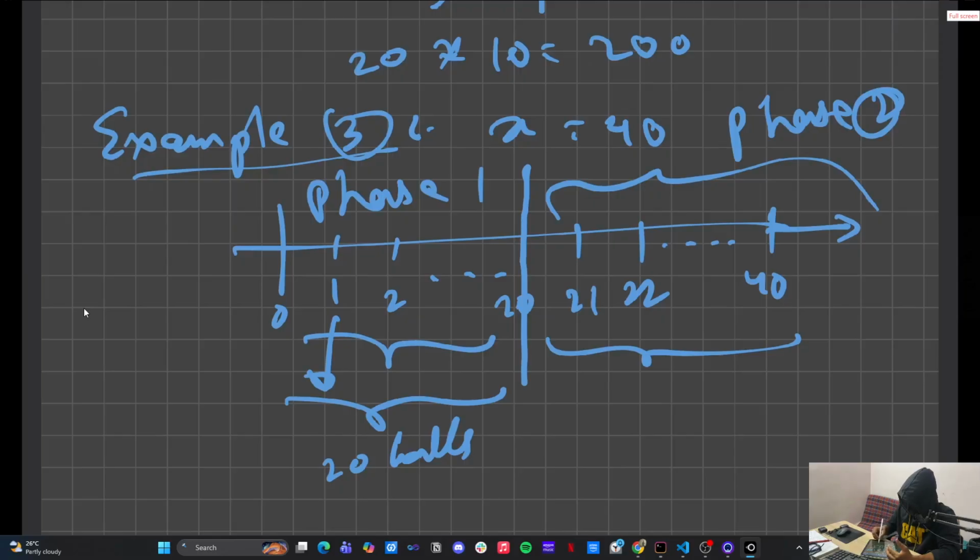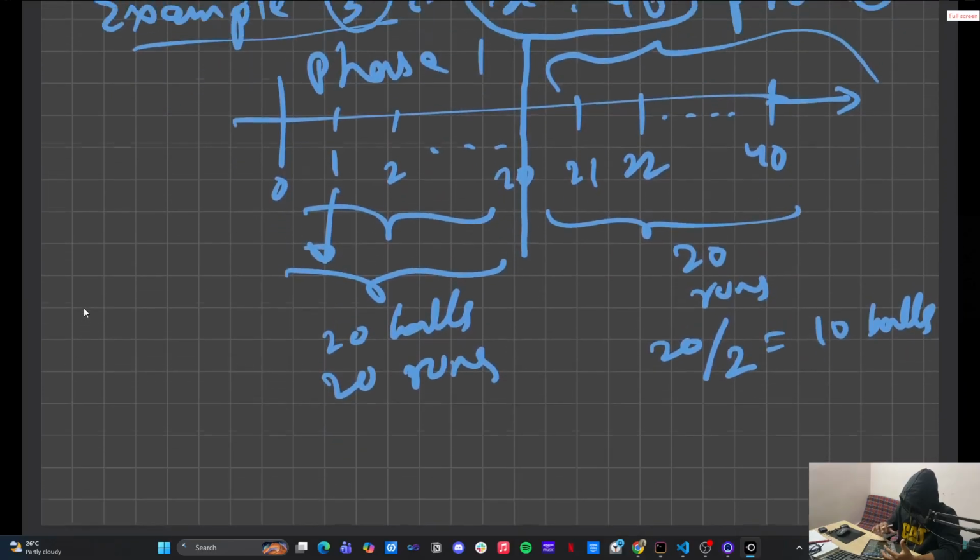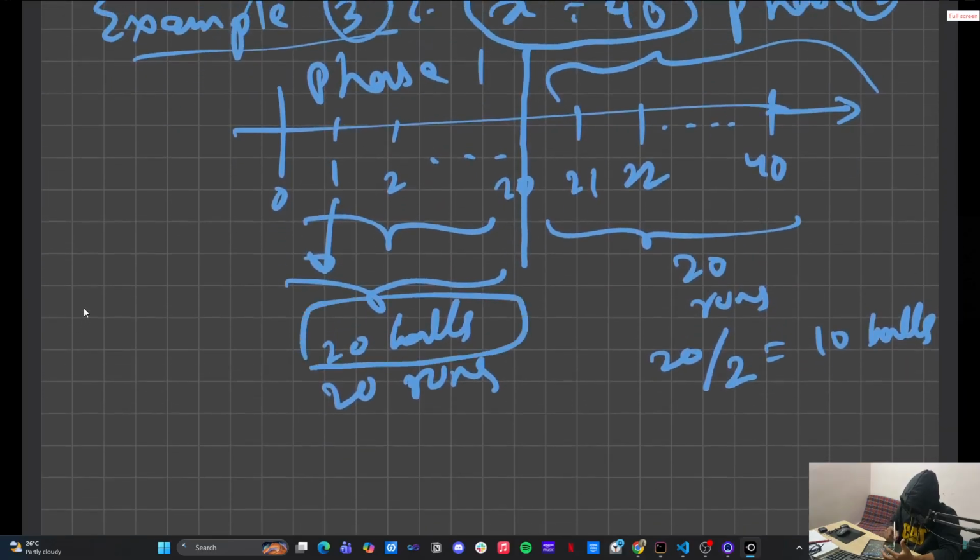40 minus 20 is 20, which means in phase 1 he has scored 20 runs, and in phase 2 he has scored 20 runs. That's a total of 40, which is given here, right? So now since he has scored 20 runs in phase 2, you do 20 divided by 2, because each ball he'll be scoring 2 runs. So how many balls he played? He played 10 balls. So you have understood, he has played 20 balls in phase 1, and in phase 2 he has played 10 balls.